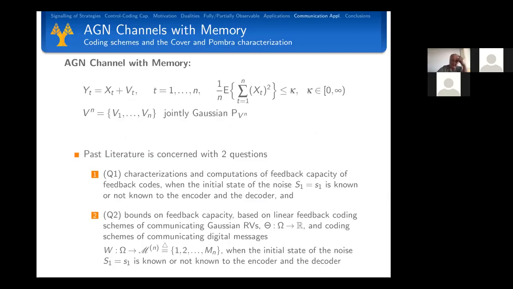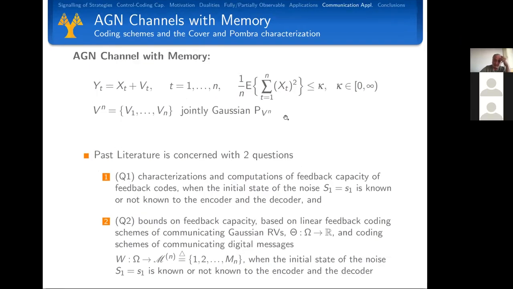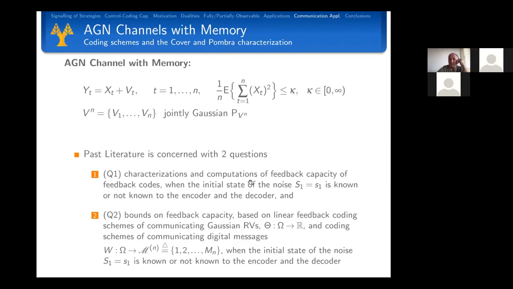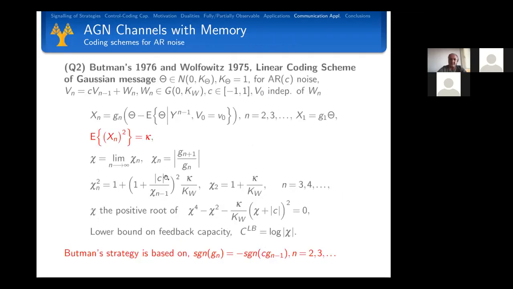Okay, so let me go back to this problem now and I will conclude. This is the classical problem that many people worked on in communications. There are two directions. One direction in the 1970s has to do with coding schemes to give lower bounds, and another one is to give the capacity.